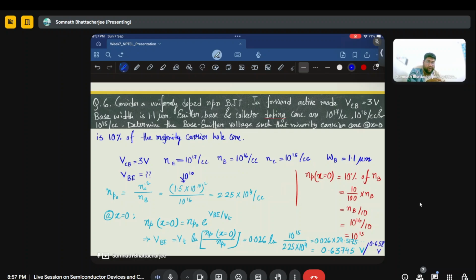So you can put the ni value like 1.5 into 10 to the power 10, or 10 to the power 10 as well, but both are in per cc obviously. So it can be 1.5 into 10 to the power 10, it can be 1.0432 into 10 to the power 10, or 10 to the power 10. So every value is correct. You would have gotten a range of this value. So this is 0.6763745, or 0.658, something like this.